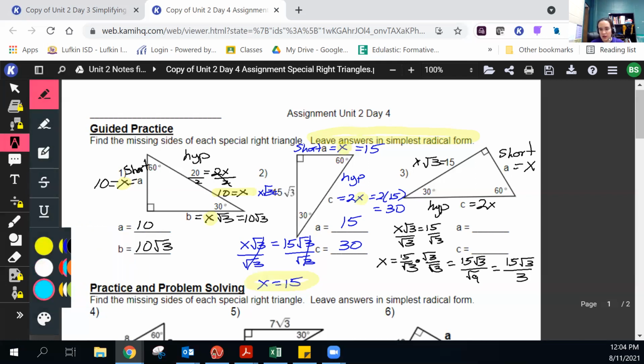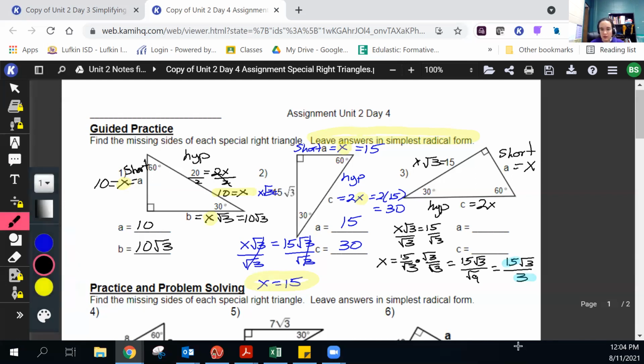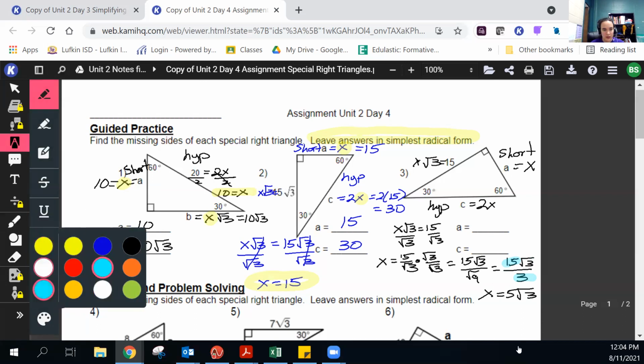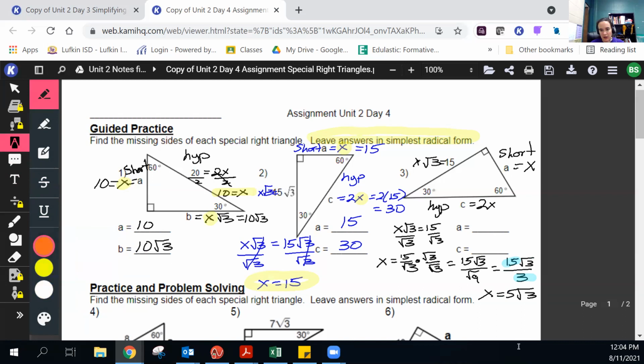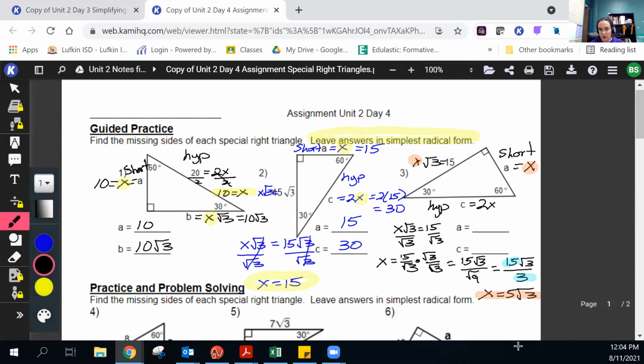Then we need to look and see if that 15 is divisible by 3, and it is. So that gives us x equals 5 times the square root of 3. Now we can plug that in anywhere that we had x. It goes in for our short side, and it goes in for our middle length side. Our short side is just x, so that's 5 times the square root of 3. Our middle length side is x times the square root of 3, and x is 5 square root of 3.